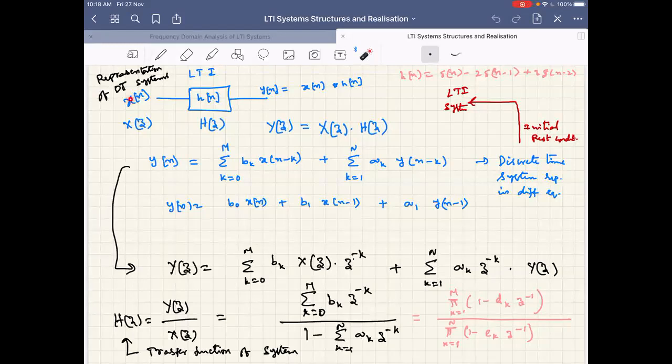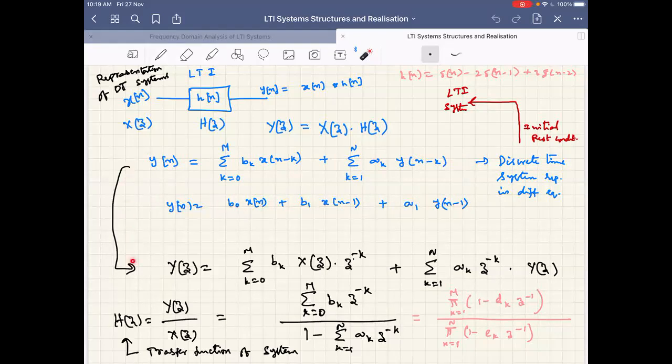In general, for any linear time invariant system, we have an input x of n and impulse response h of n. The output is obtained like this, and in frequency domain like this. However, if we would like to represent input-output relationships, we can have a general expression, y of n relating to x of n and its delayed versions, and y of n delayed versions. This general expression is not necessarily limited to LTI systems, and it can be for any systems. And this is a specific example with only a few terms.